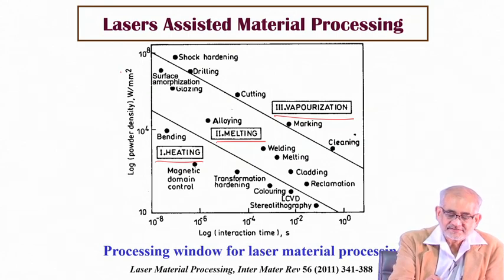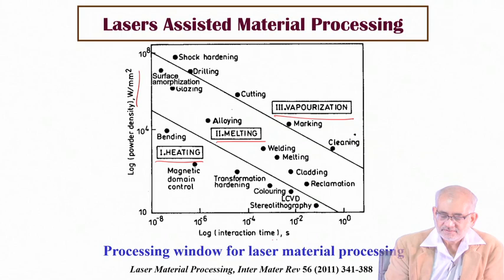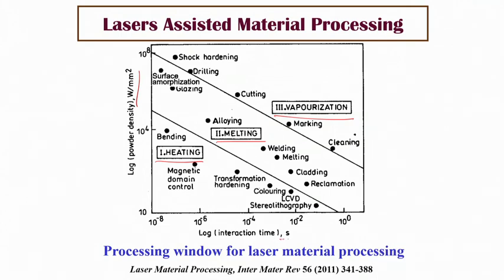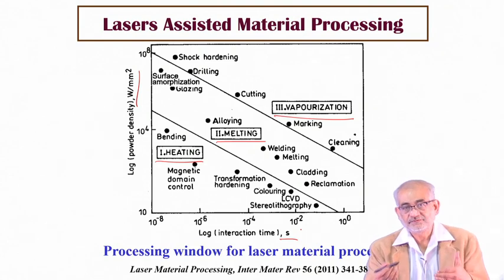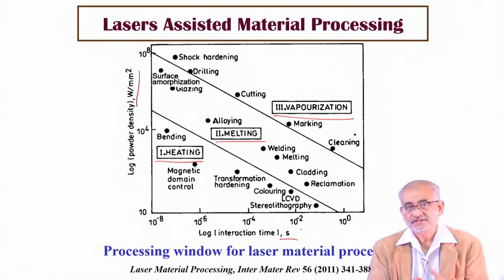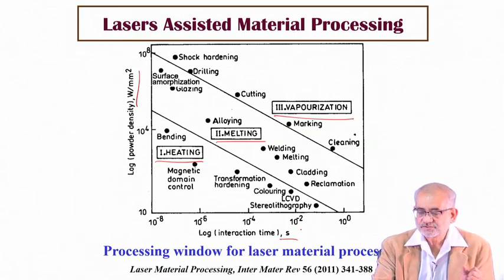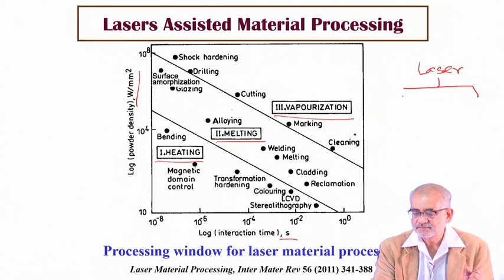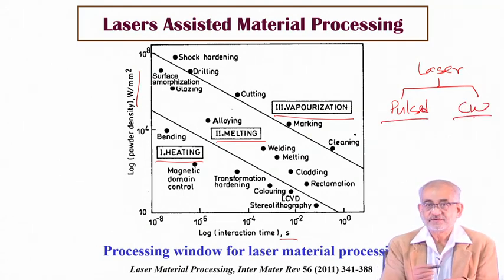On the Y axis we have power density, watt per millimeter square, and on the X axis we simply have interaction time. Now I think I should have mentioned that in the way we generate laser and extract laser and then make use of it, there are two possibilities. Typically, laser is applied for material processing in either of two forms. One is the so-called pulse mode, the other is called the continuous wave mode.